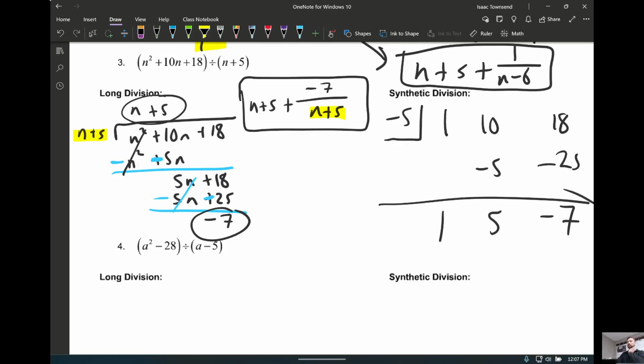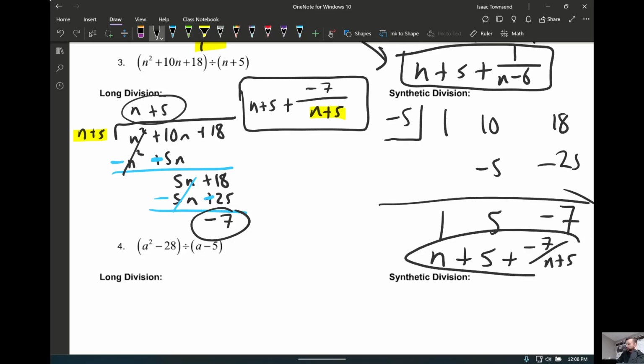We started off with n squared divided by an n, so it's reducing the degree by 1. So now this represents a number of n's, the number of the next biggest thing, which would be the constant, and then the number of the next biggest thing, which would be the remainder. Remainder always needs to be put over the divisor.